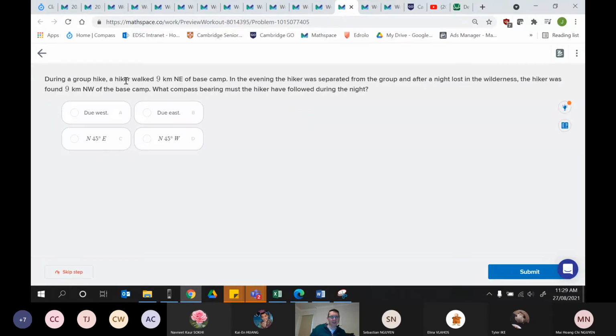During a group hike, a hiker walked 9 kilometers northeast of base camp. In the evening, the hiker was separated from the group, and after a night lost in the wilderness, the hiker was found 9 kilometers northwest of base camp. What bearing must the hiker have followed during the night?